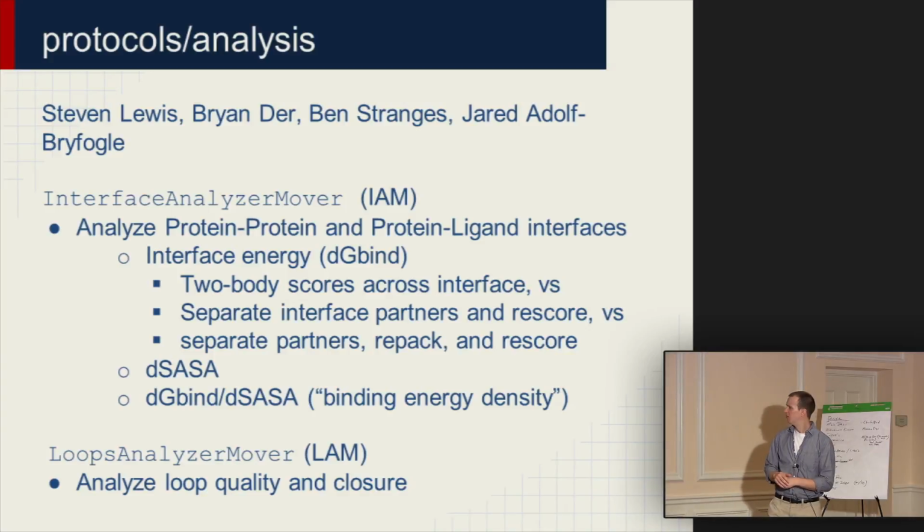One mover that is pretty cool if you're doing, say, protein interface design or protein-protein docking is the interface analyzer mover, or IAM. It looks at protein-protein or protein-ligand interfaces and calculates a variety of metrics. For each metric, there are a couple of different ways of considering it. For instance, it'll look at the interface energy, the delta G bind, and it can calculate it as just the two-body scores across the interface, which might be one intuitive way, like what's the fa_atr score for all the contacts across the interface.